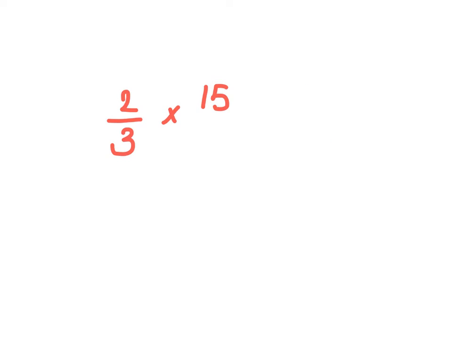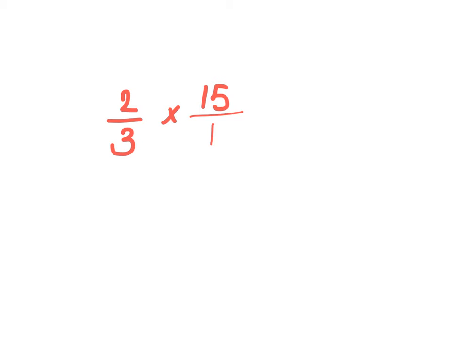Here's another one. 2/3 times 15. I'm simply going to add a 1 as my denominator because 15 over 1 is simply 15. And now I'm going to multiply across. 2 times 15 is 30. And 3 times 1 is 3. And I know this one, 30 divided by 3 equals 10.